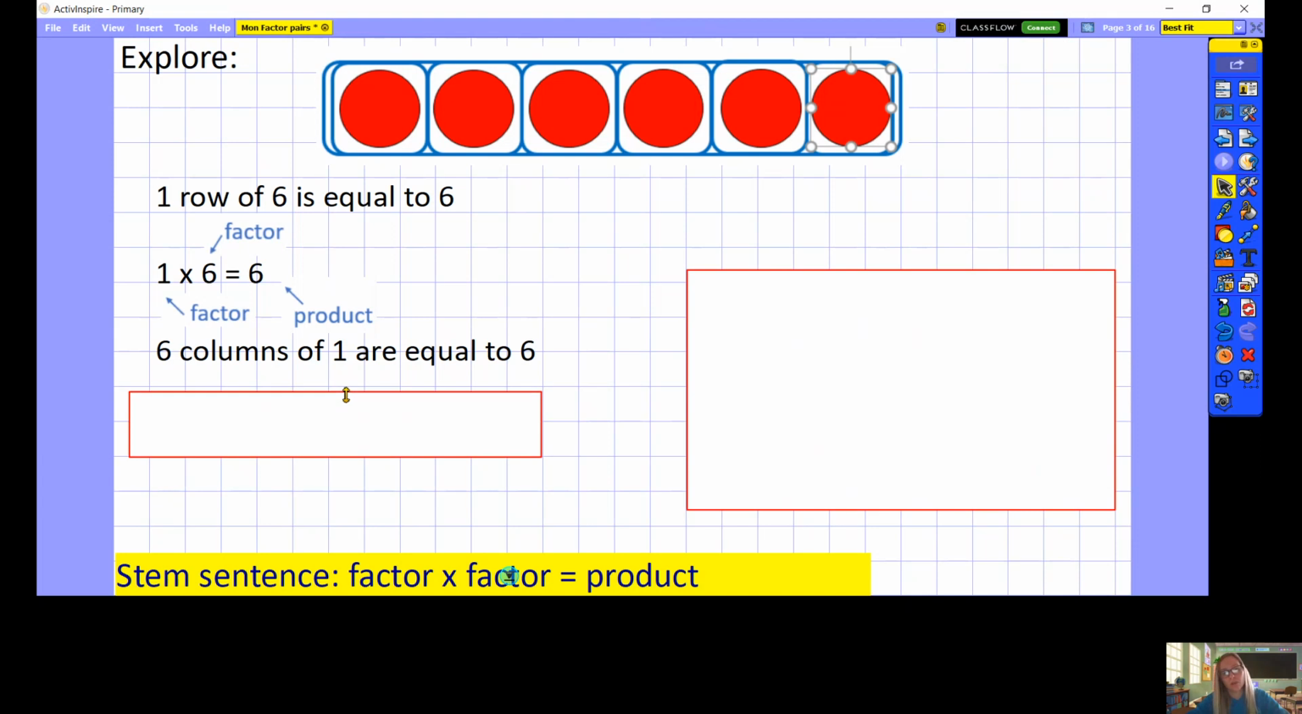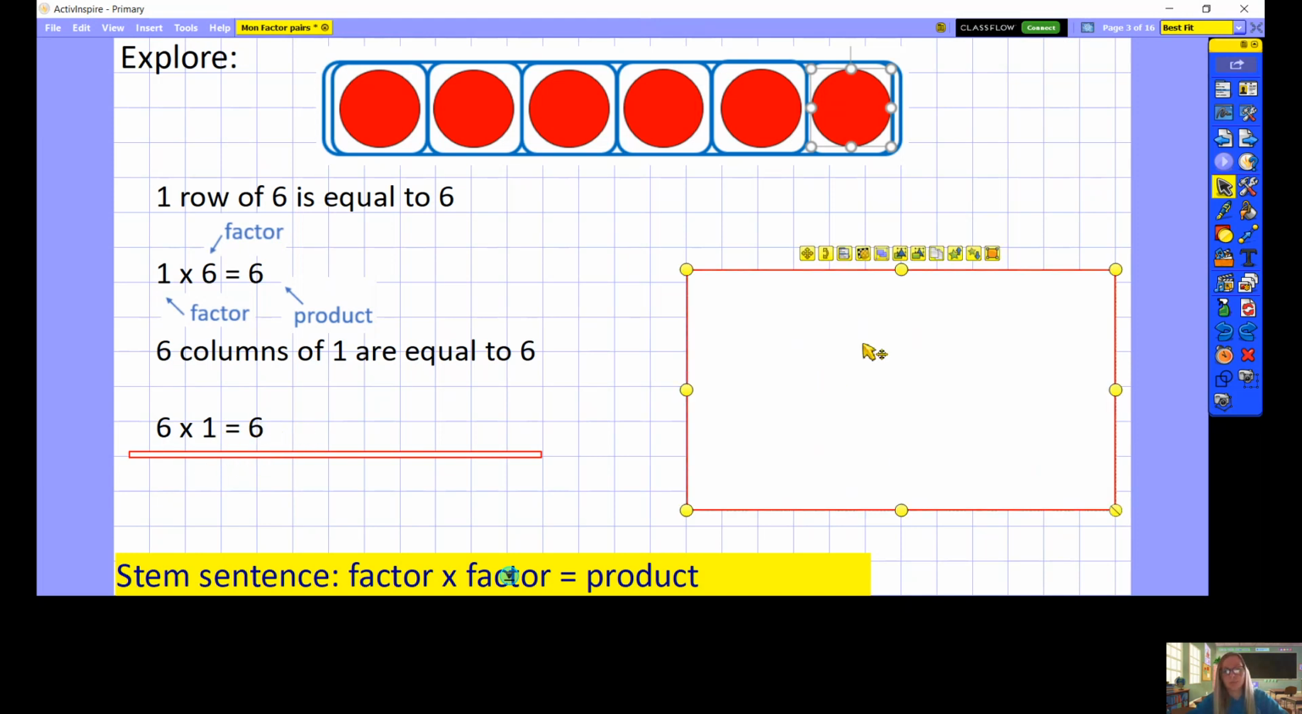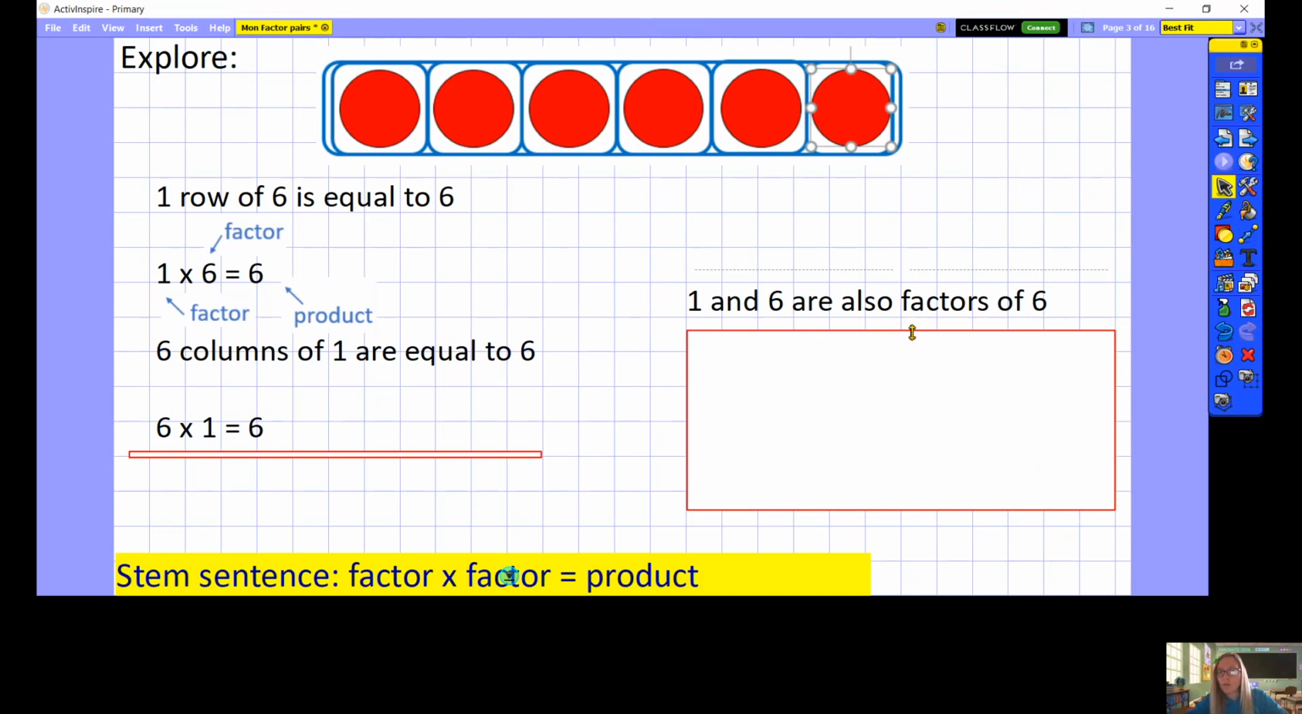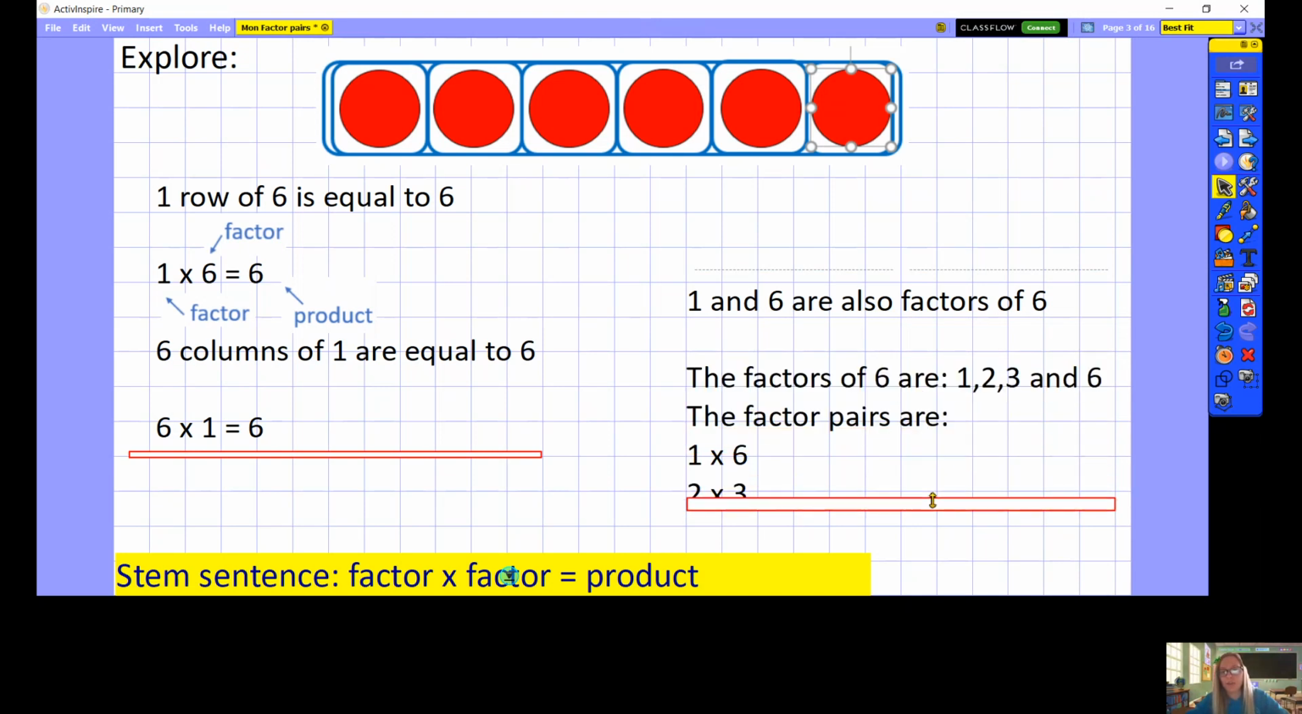Or 6 columns of 1 are equal to 6. So 6 times 1 equals 6. So again, my factors are 6 and 1, and the product is 6. 1 and 6 are also factors of 6. So the factors now that we have found are 1, 2, 3 and 6. And the factor pairs are 1 times 6 and 2 times 3.